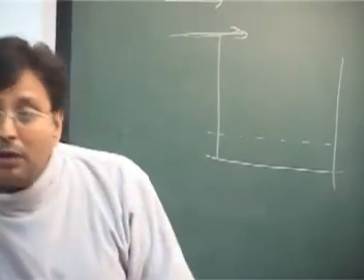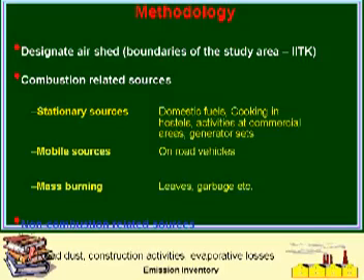Methodology, again quickly, is the same. Designate the air shed for the boundary of the IIT campus. Commercial related sources, stationary sources, domestic fuels, cooking in the hostels. You need to cover everything, you have to be serious about it. Activities at the commercial areas, the DG sets, mobile sources on the road, mass burning of leaves and garbage, etc. And non-combustion related sources also have to be considered.